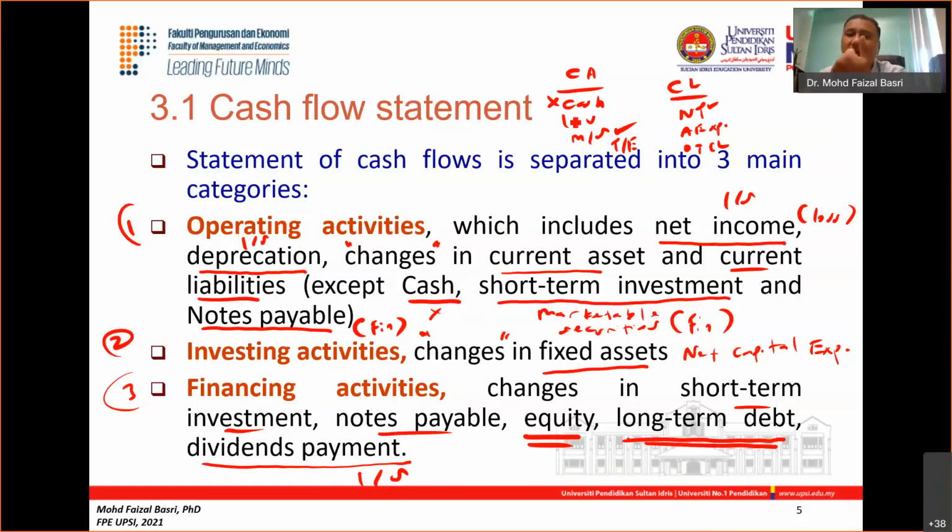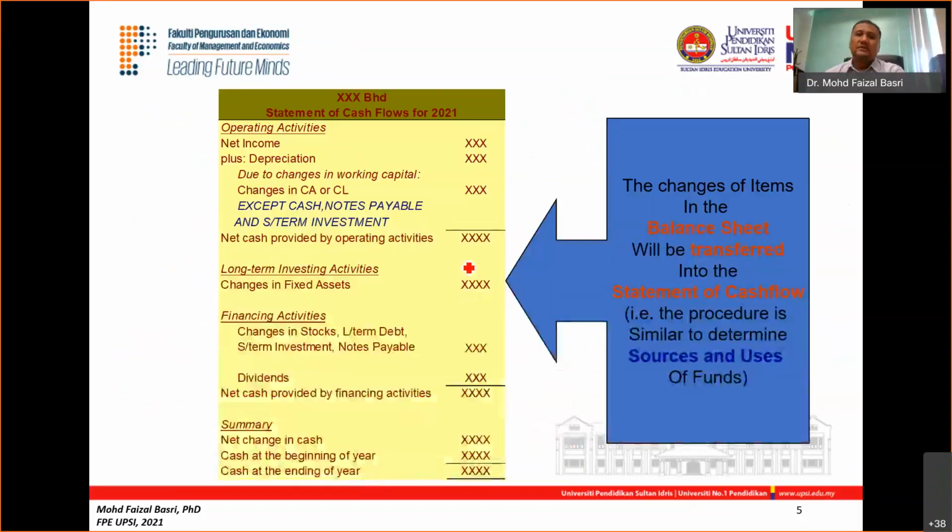Okay, current assets. Remember, current asset, fixed asset, current liabilities, long-term liabilities, and also equity. Okay, so we need to split it according to the 3 main categories. So your statement will look something like this. It starts with the name of the company on top, and then we put the statement of cash flow for the year 2020, 2021. Then we have 3 categories, 1, 2, and also 3.